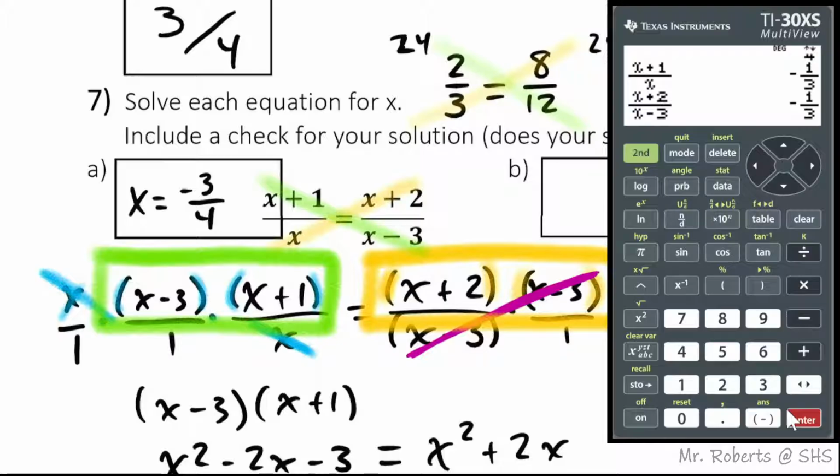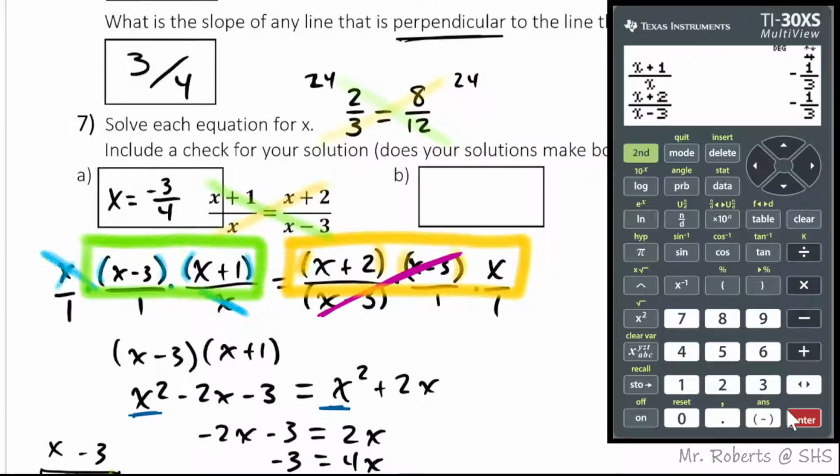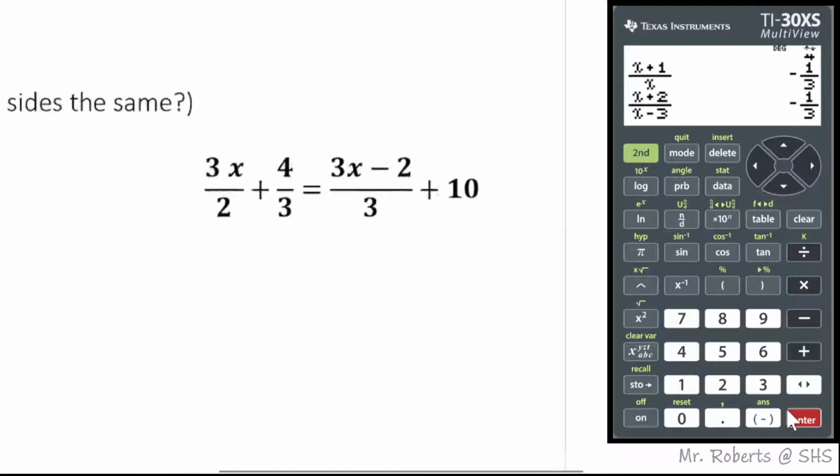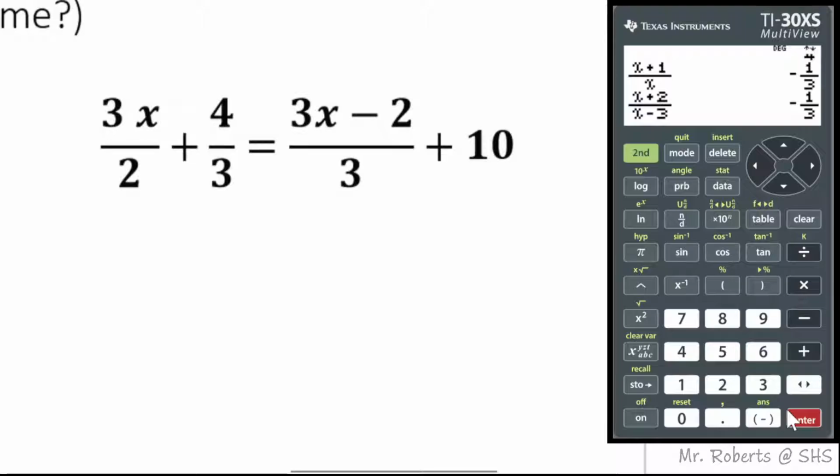We ended up getting to where we have a proportion, the cross products are equal, or I can just multiply both sides by x minus 3 and then multiply both sides by x to get all the fractions to go away. I know the important thing is that negative 3/4 works because I checked it. All right, let's take a look at this. Hey, perfect for Fraction Busters.